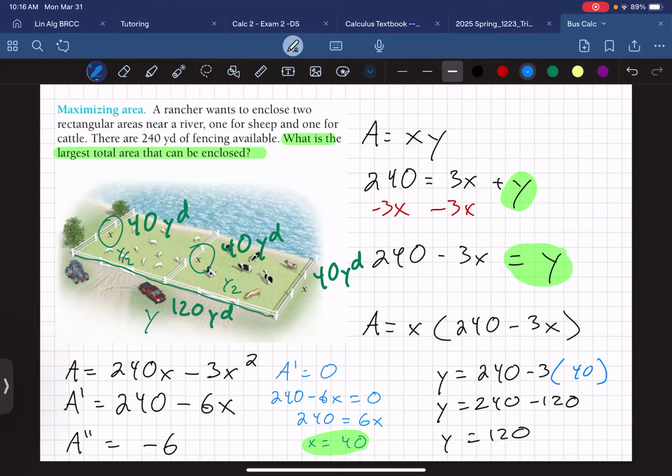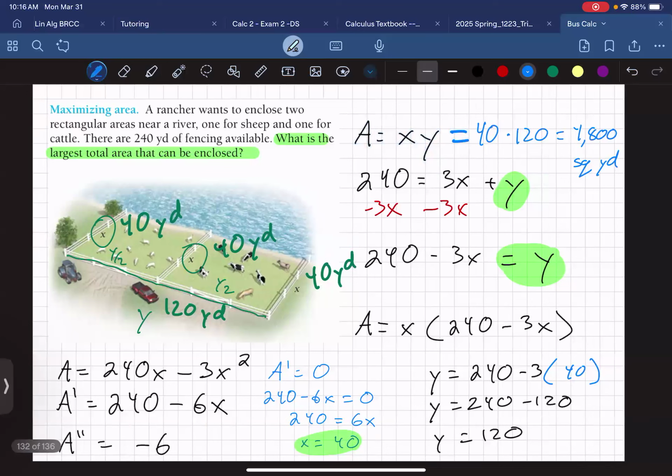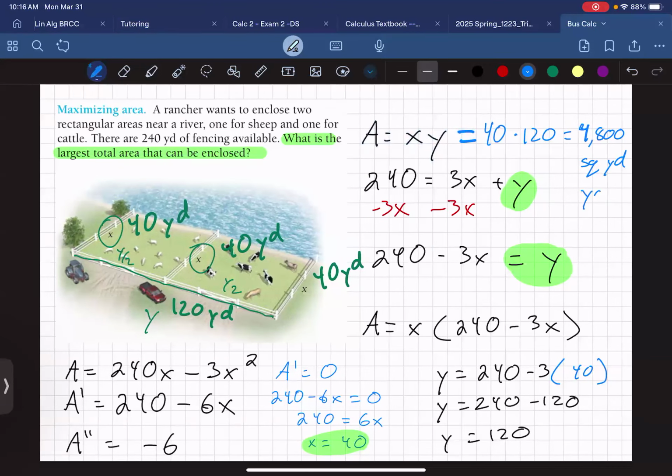Now, what they wanted us to do was take this and find what the maximum area is. So just make sure you see that now that we have both of them, we can ask, what's 40 times 120? So with that in place, we get what? 4,800 square yards. Or yards squared, if that's the way you want to do it. Either of those would be fine. Any questions or concerns here with this one?